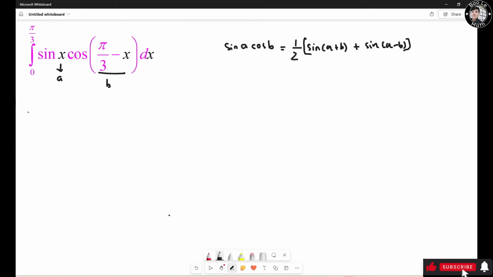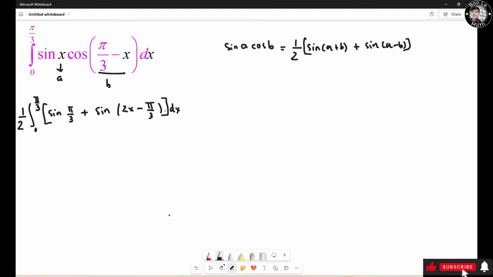So this turns out to be the integral from 0 to pi over 3, with 1/2 in front, of sine of A plus B, which means s plus pi over 3 minus s, which is pi over 3, plus sine of A minus B, which is 2s minus pi over 3, ds.